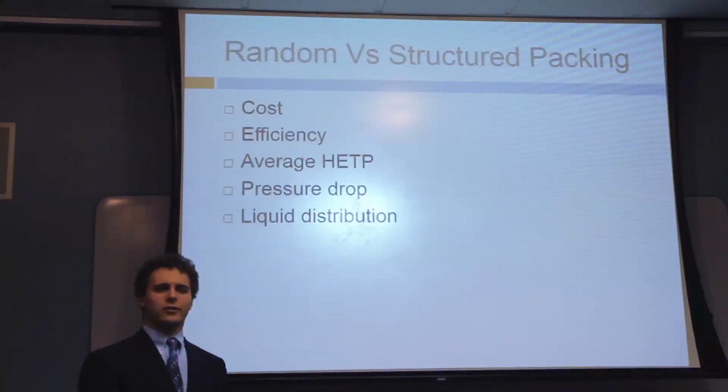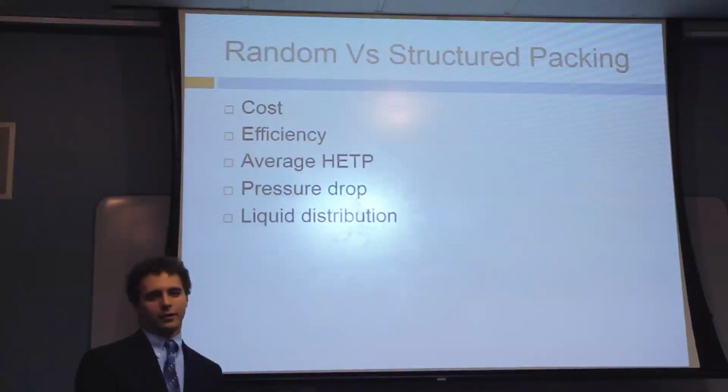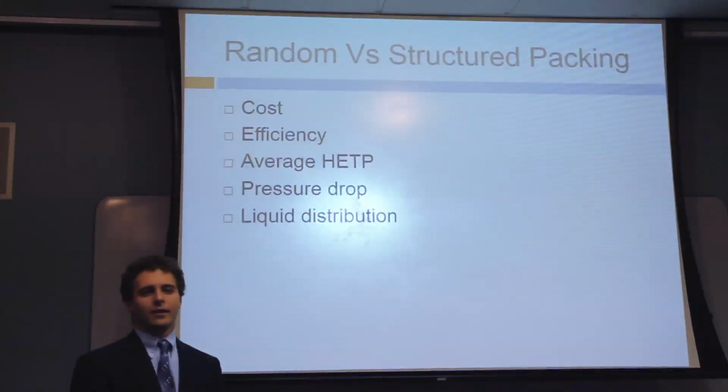How do you choose what type of packing to use? As Tariq mentioned, there are countless different types of packing available, and much of comparing the strengths and weaknesses would involve experimental data. However, there are trends that generally hold true when comparing random packing to structured packing. For example, in cost, random packing tends to cost substantially less per unit volume than structured packing does, which makes it a better choice if the packing needs to be replaced frequently.